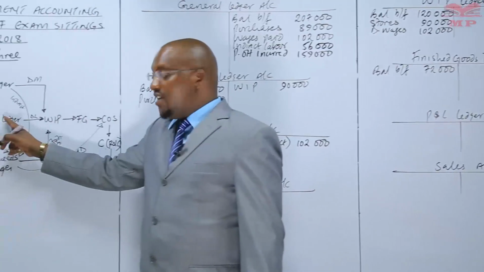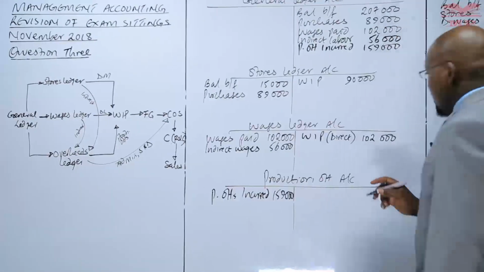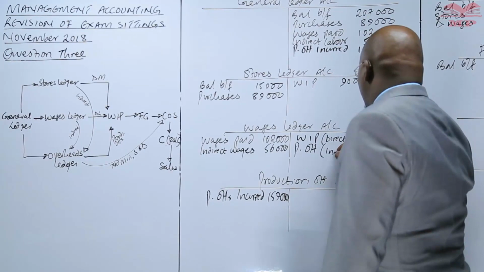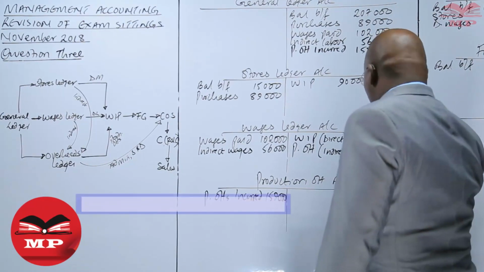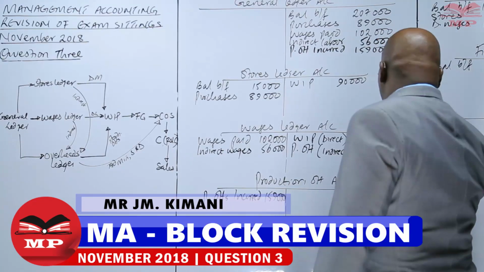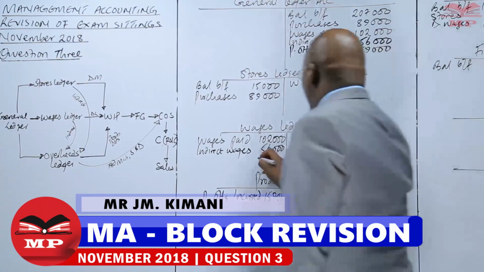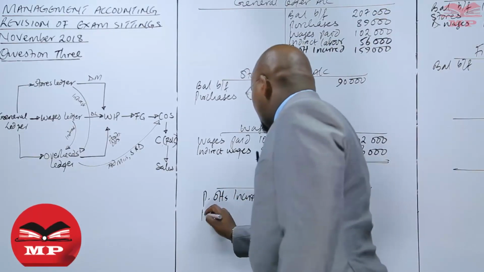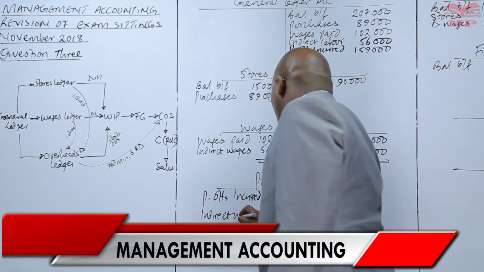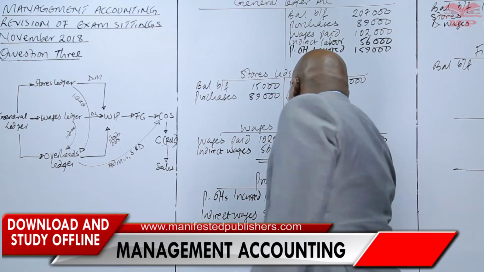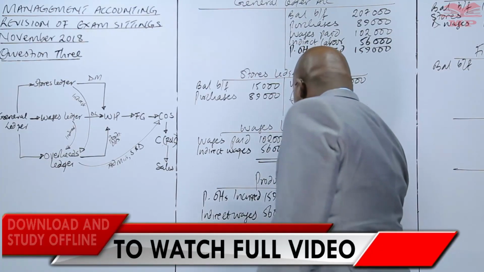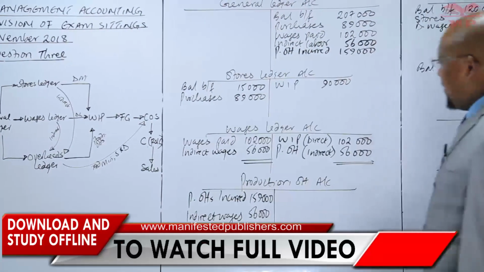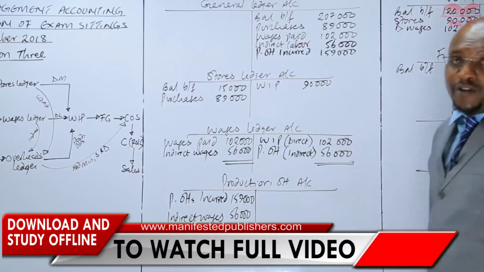Then the correct transfer of the indirect wages is what I've shown here. Indirect wages is from the wages to the overheads. So we just transfer it this way. This is a production overhead. This is indirect. This is how much? 56,000. And that account will balance like that. We transfer it here. This is the indirect wages, 56,000. So we have made a transfer from the wages to the production.